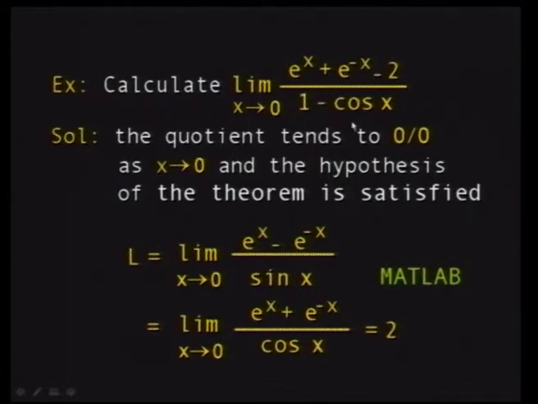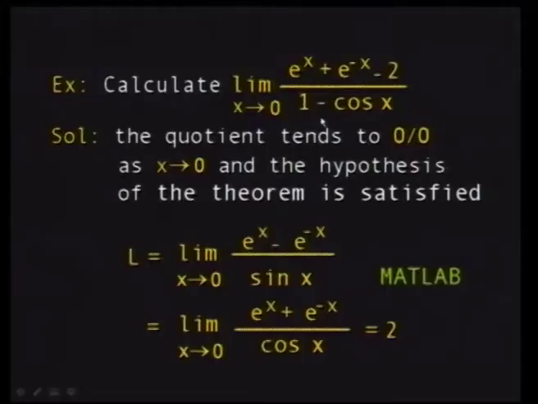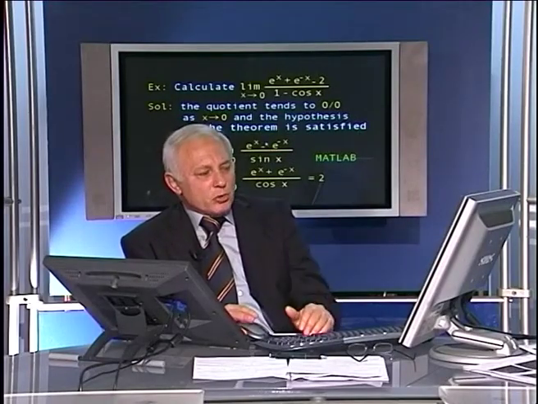And therefore, since g dash is not equal to 0, which is the denominator, and both numerator and denominator tend to 0 simultaneously, and they are both differentiable in this interval containing the point 0, in a deleted neighborhood of the point x equal to 0, the hypothesis of the theorem is satisfied, and therefore you can differentiate both numerator and denominator.